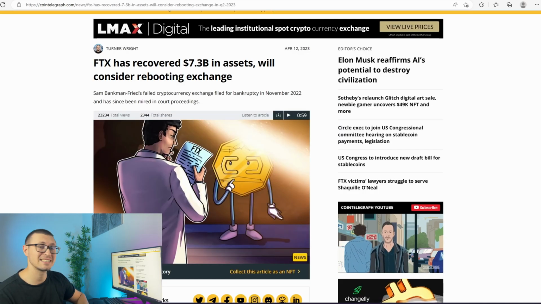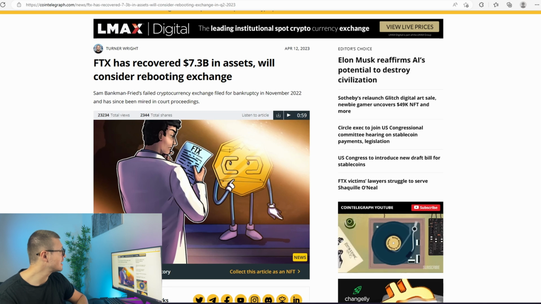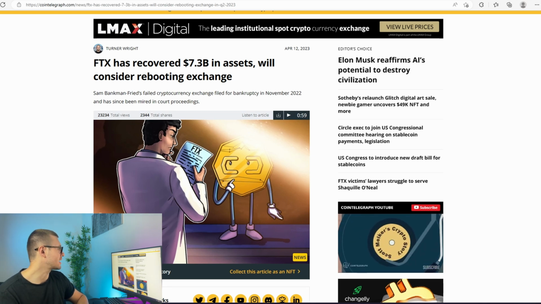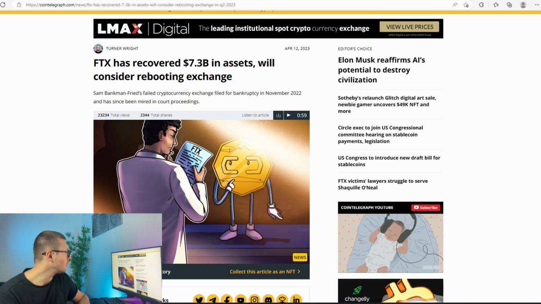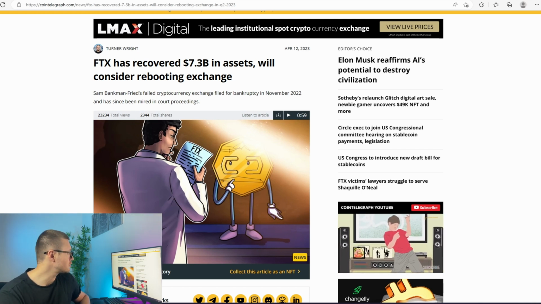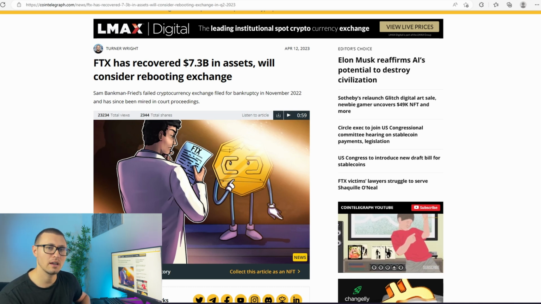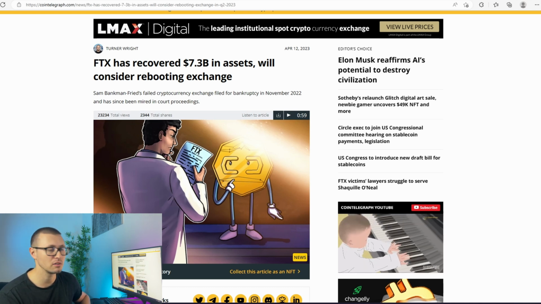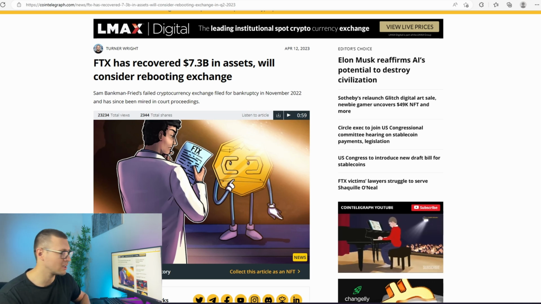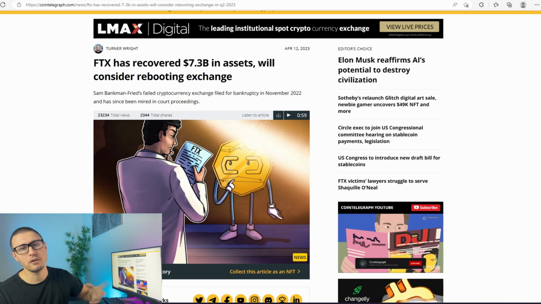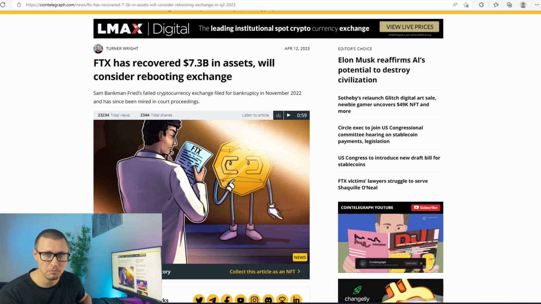FTX has recovered 7.3 billion in assets and will consider rebooting the exchange. Okay, so all of a sudden they found all these huge amounts of money, right? Stacked God knows where. And the worst part is FTT, the native token of FTX, actually went up 100% or something. People really think that they're going to reboot. Even if they reboot the exchange, who's going to trust them, right? Would you put your money there? I know I wouldn't. Even under different management, they literally destroyed the brand, right?